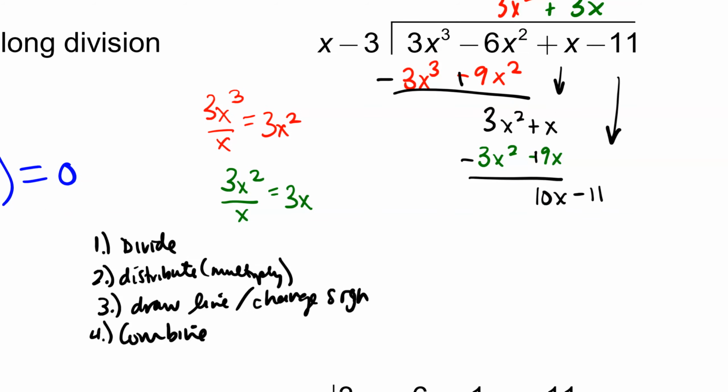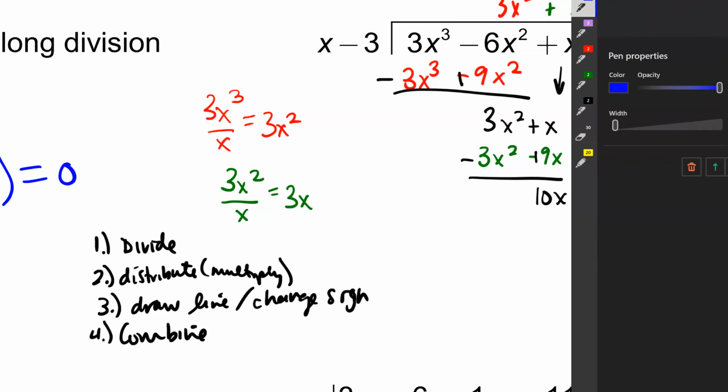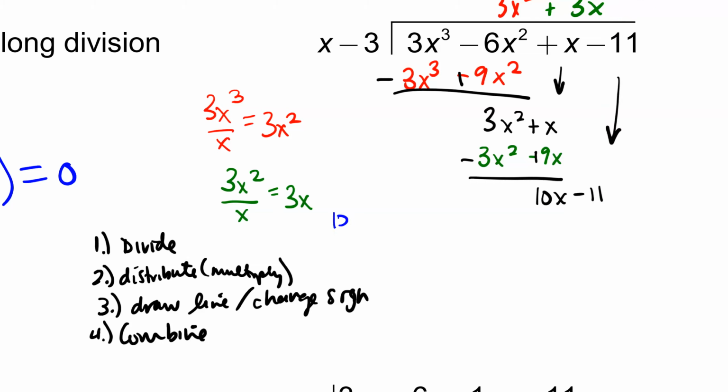Okay, so those are the 4 rules, right? Those 4 are for long division. I'll do the last one now. So 10x divided by x is just 10. Distribute, so I have 10x minus 30. Draw the line, change the sign. I get 19 as my remainder.